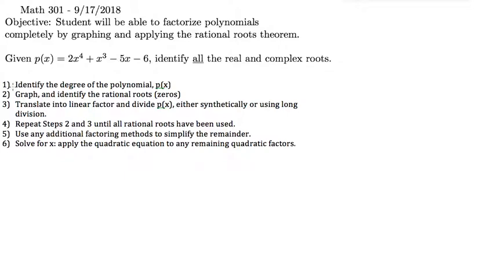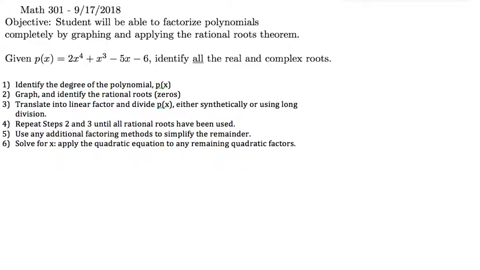So the first step I'm going to ask you to do is, given p of x, given this polynomial equals 2x to the fourth plus x cubed minus 5x minus 6, let's go ahead and identify all the real and complex roots, okay? So first, step 1, okay?